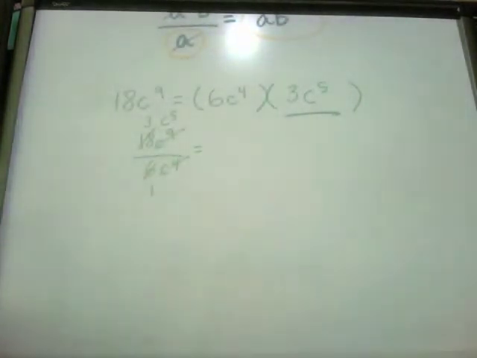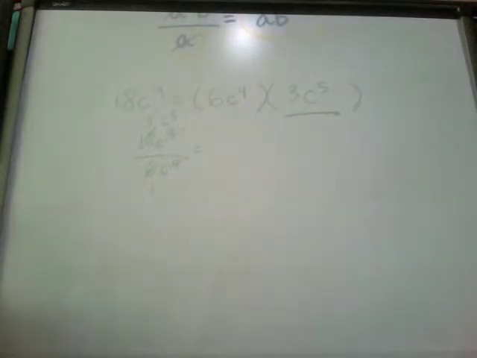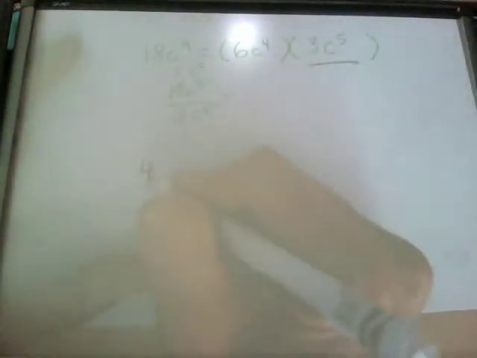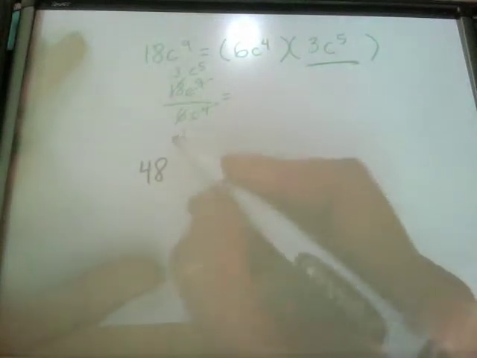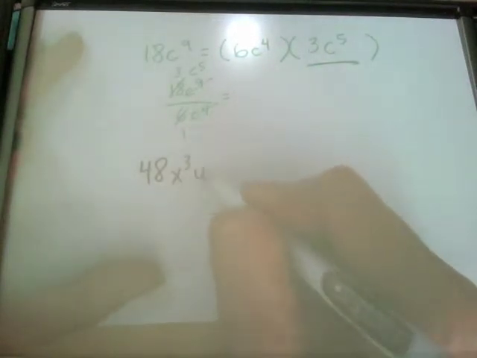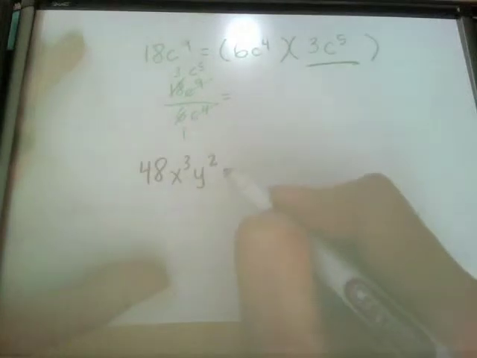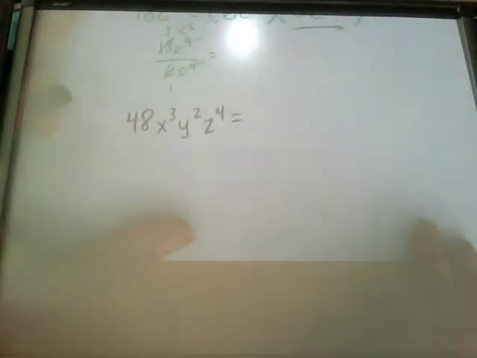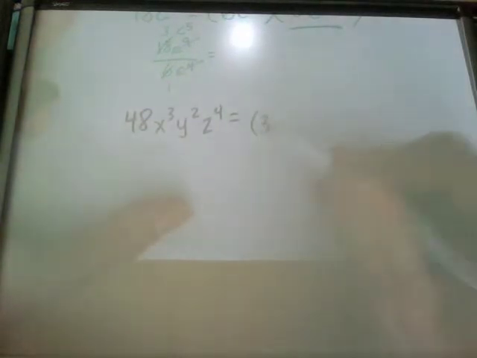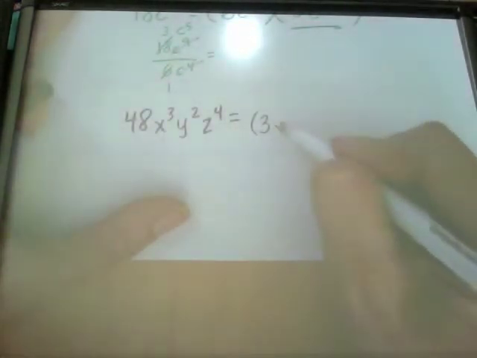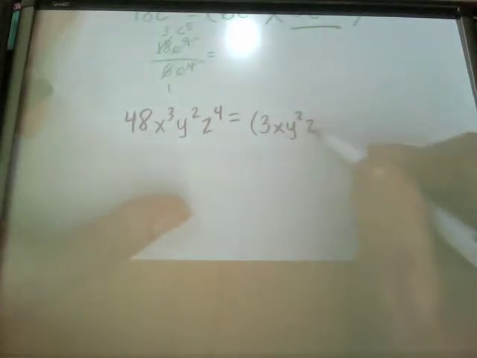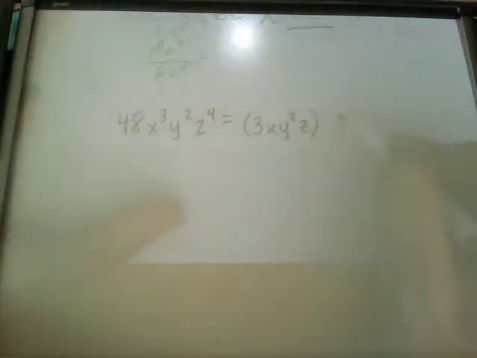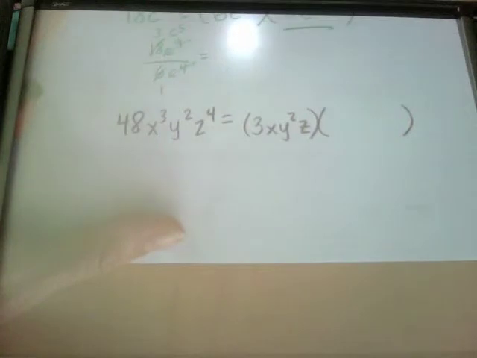Not too hard, hopefully. Make sense? Kind of. Let's do one more. Let's make it a little harder. Let's say this time our monomial is 48x cubed y squared z to the 4th. And the first factor we're given is 3xy squared z. And we are going to find the second factor.